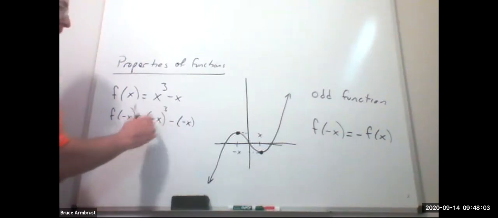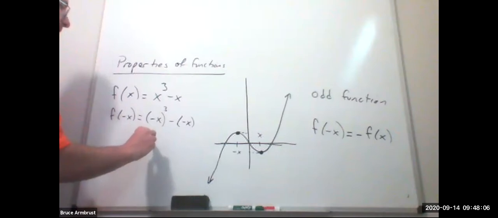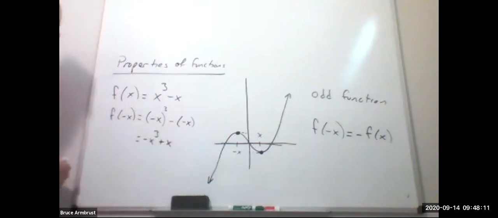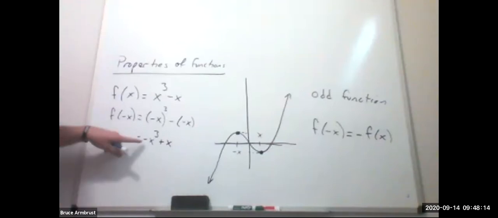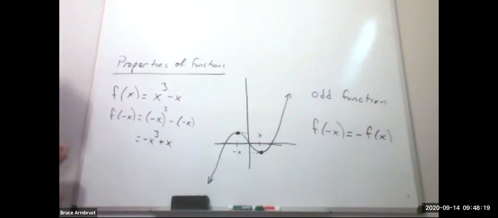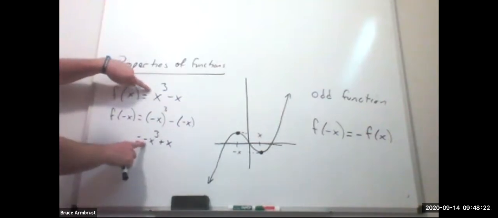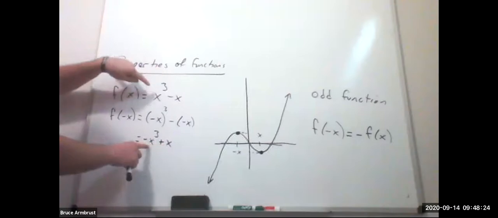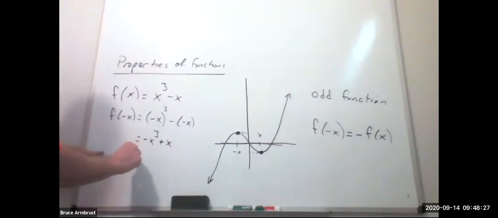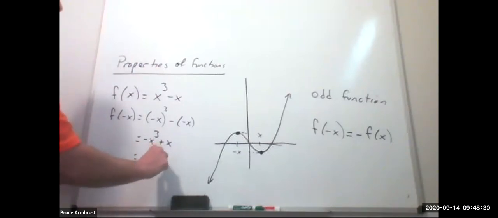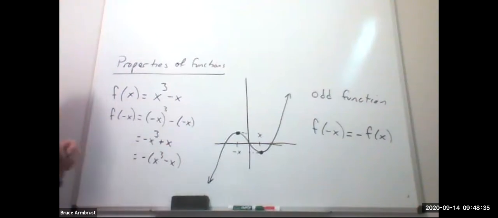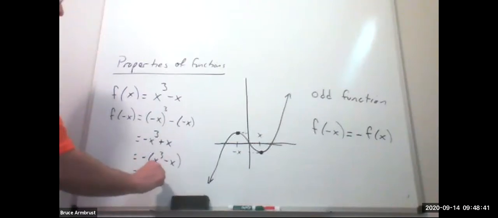All right, so the negative, when we cube it, stays negative. Subtracting a negative is the same as adding. So notice that what we get is negative x cubed plus x. And if you compare that to the original function, notice that all of the signs are different. So if I were to factor out the negative, I get negative x cubed minus x. So that's negative f of x.